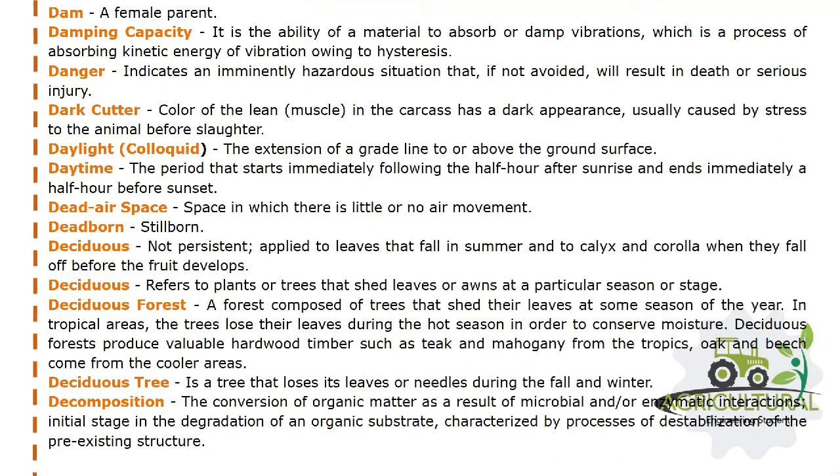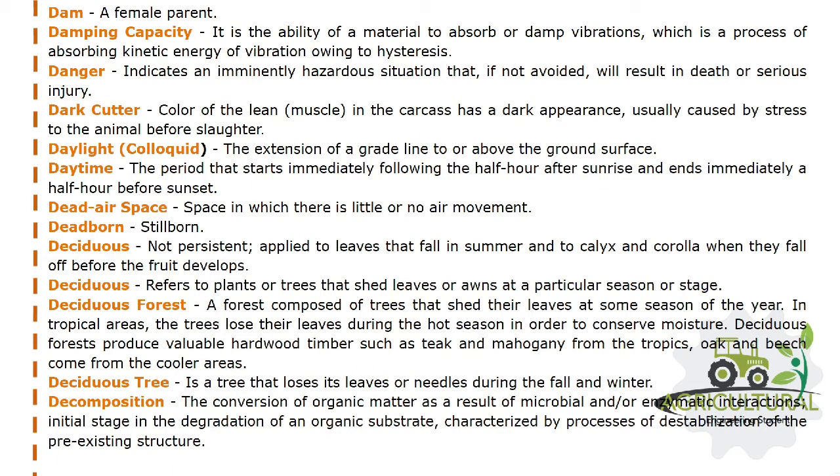Dam, a female parent. Damping capacity, it is the ability of a material to absorb or damp vibrations, which is a process of absorbing kinetic energy of vibration owing to hysteresis. Danger, indicates an imminently hazardous situation that, if not avoided, will result in death or serious injury.